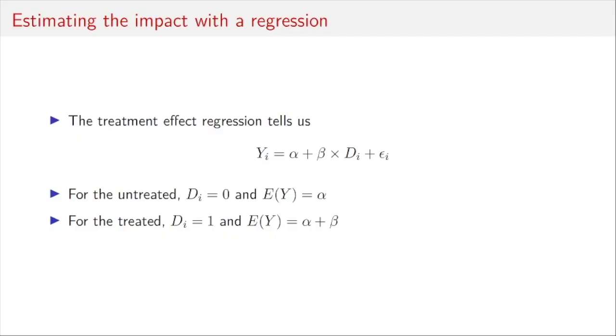So the treatment effect regression should be interpreted as follows. Y, the income, is equal to alpha plus beta times d, meaning that when d is equal to 0, the expected value of y is alpha, so the intercept is the mean income of the untreated. And when di equals 1, the expected value of y is alpha plus beta, so alpha plus beta is the expected value of y for the treated.